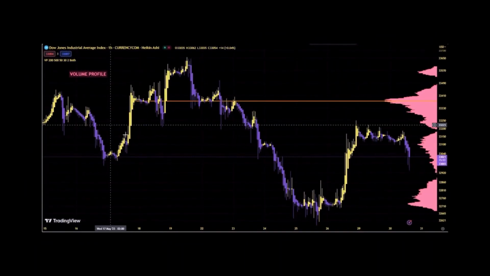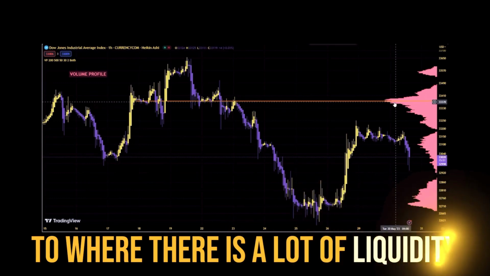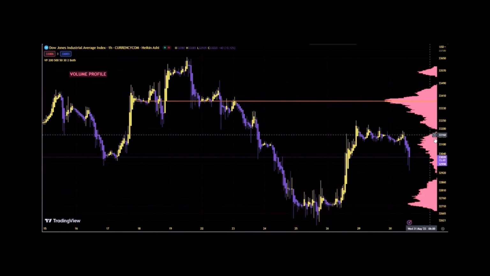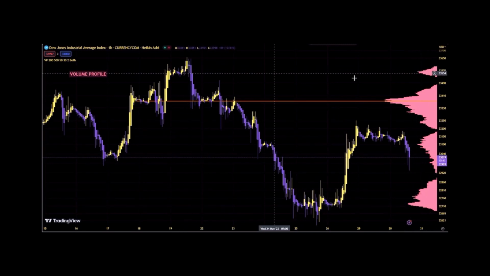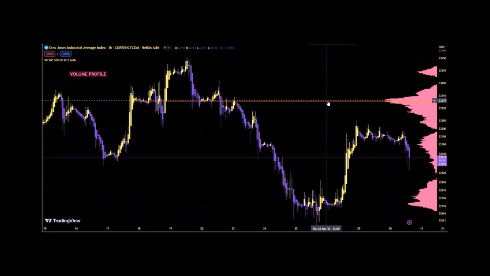All right, so the next one is going to be volume profile. How you use volume profiles is you're going to analyze certain areas where there is a lot of liquidity, a lot of money being put into the market. Now, you're probably wondering, how do I determine what is a strong volume profile? Well, I'm going to tell you.